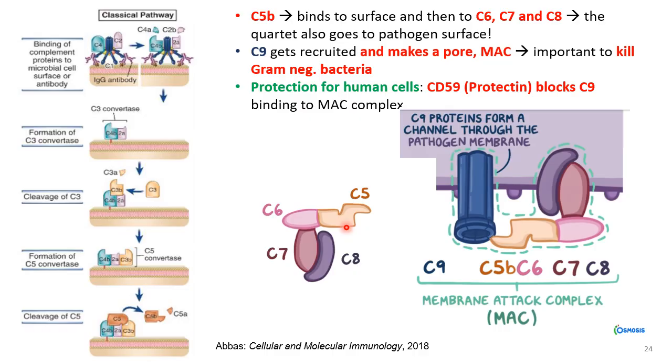The hole is enough to kill, but just in case it didn't kill enough, it recruits this big one here that is C9. C9 is going to get in there and insert itself on the membrane and make this big tunnel, a big hole on the membrane.